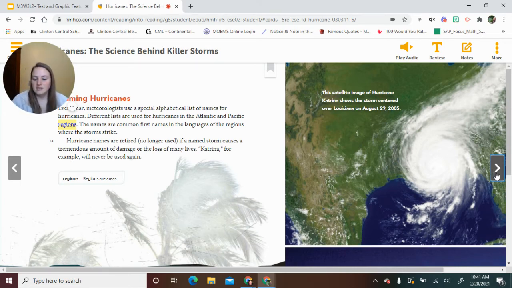Naming hurricanes. Every year, meteorologists use a special alphabetical list of names for hurricanes. Different lists are used for hurricanes in the Atlantic and Pacific regions. The names are common first names in the languages of the regions where the storms strike. Hurricane names are retired or no longer used if a named storm causes a tremendous amount of damage or loss of many lives. Katrina, for example, will never be used again.